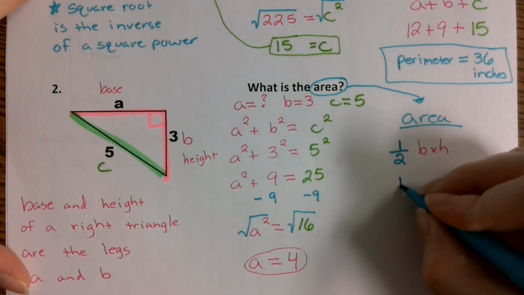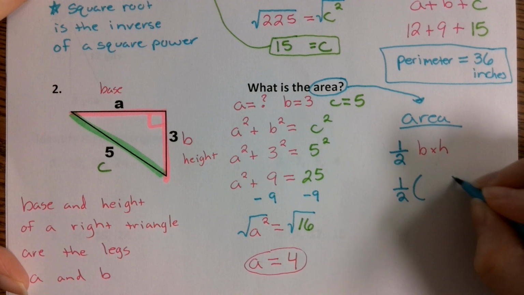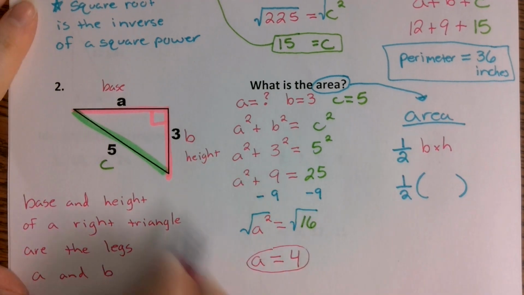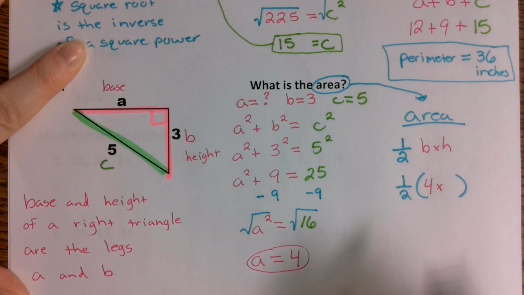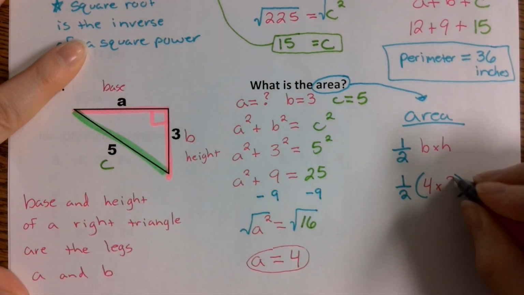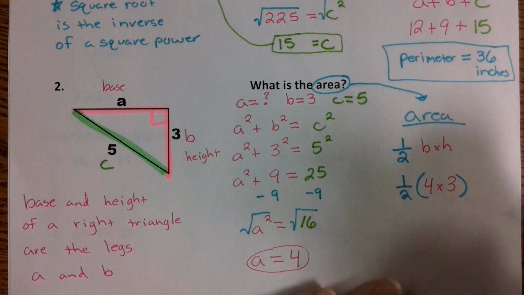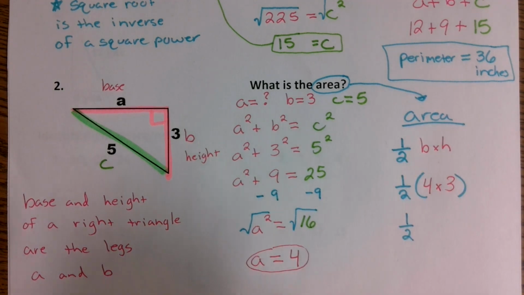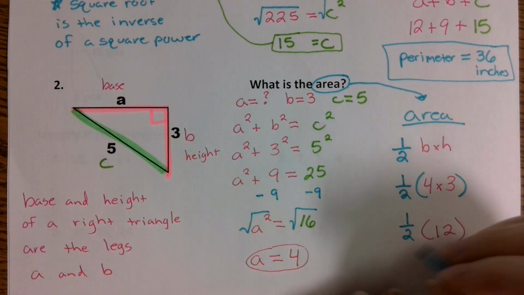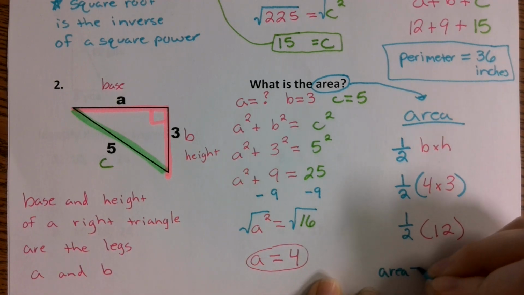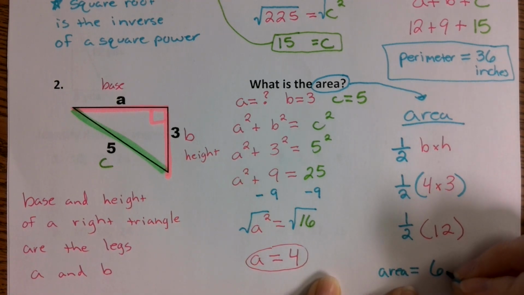So here we're just going to do 1/2 of the value of A, which is 4, times the value of B, which is 3. 4 times 3 is what? 12. And then half of 12 is 6. So the area is going to be equal to 6 units squared.